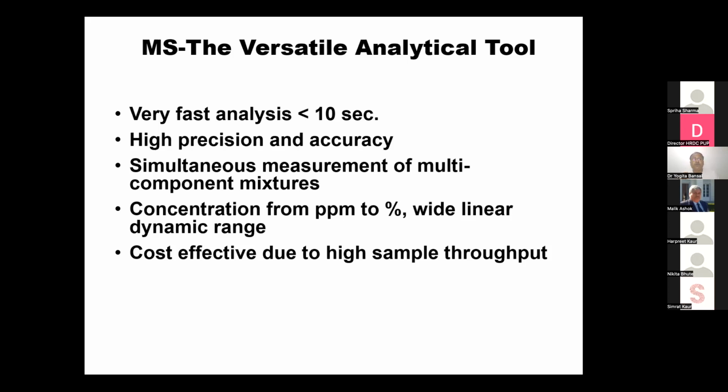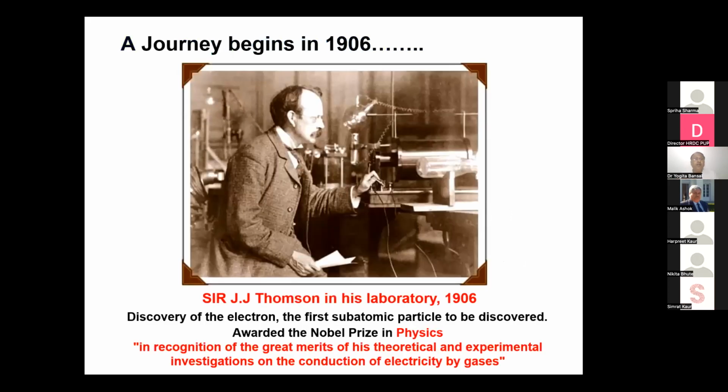Then concentration from ppm to percent, a wide linear dynamic range, so we can measure in any units or in any range. And it's cost effective due to high sample throughput. Although the initial cost is very high, it's a very expensive instrument, those expenses are very effective. It's cost effective because of high sample throughput, you can analyze hundreds of compounds in a single day on a mass spectrometer. So the journey of the mass spectrometer begins in 1906 when Sir J.J.